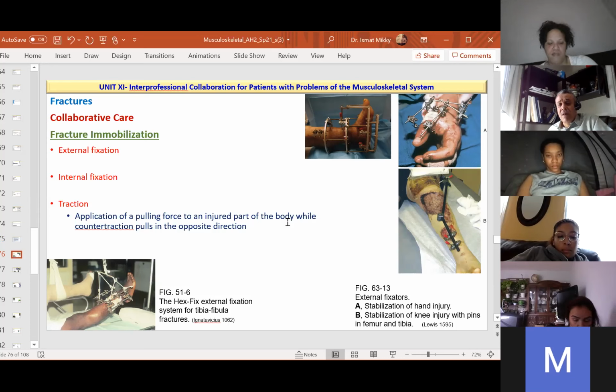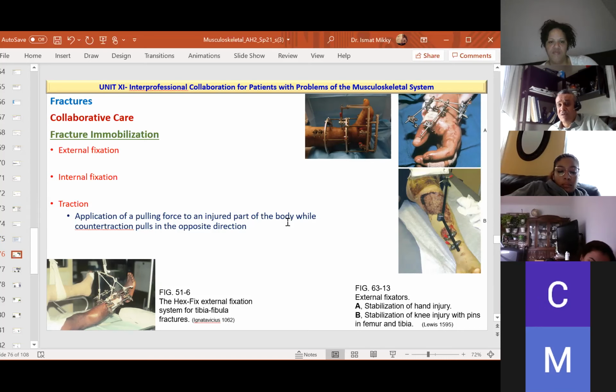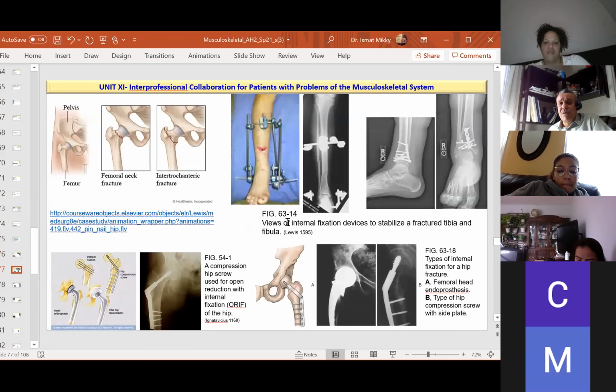The internal fixation is also an invasive procedure, but once the skin is closed and sutured, you won't be able to see that device. It's like pins and plates and screws that will be implanted to fix the fracture, and you won't be able to see that externally. Nothing is going to be shown except for the sutures or staples.